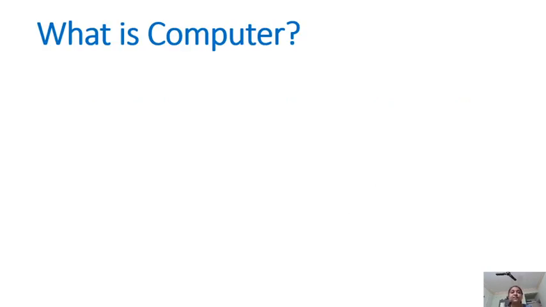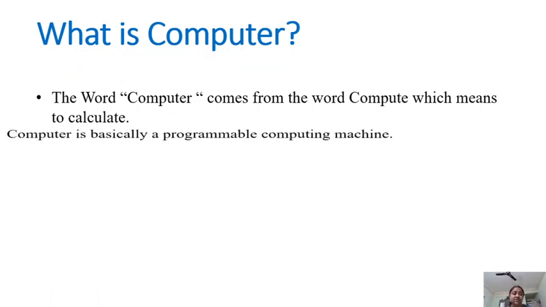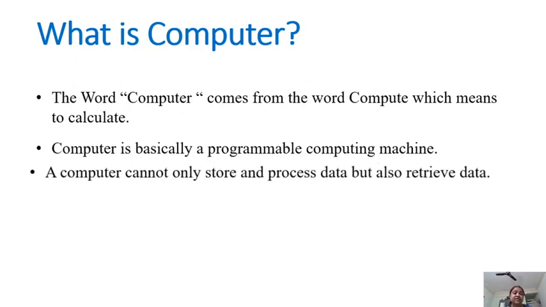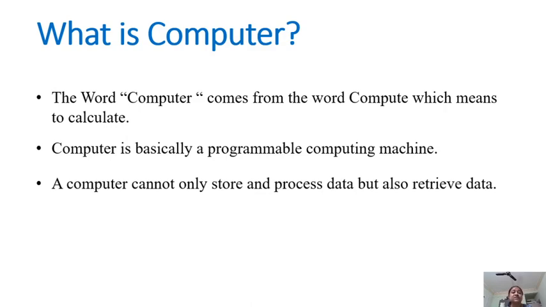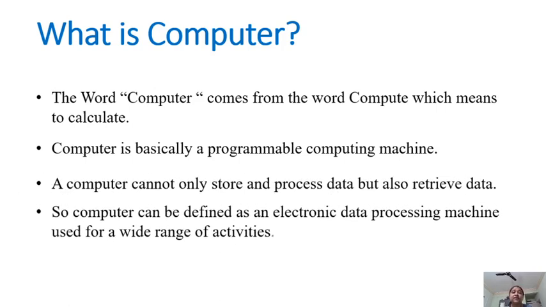So friends, what is a computer? The word computer comes from the word compute, which means to calculate. A computer is basically a programmable computing machine. A computer can not only store and process data, but also retrieve data. So a computer can be defined as an electronic data processing machine used for a wide range of activities. In other words, a computer is an automatic machine which solves our problems with high speed and accuracy.